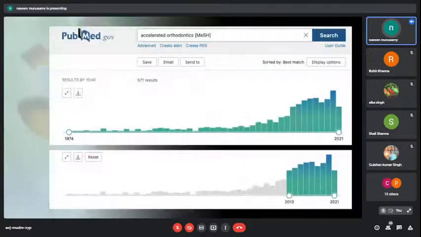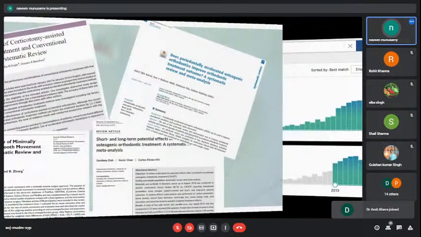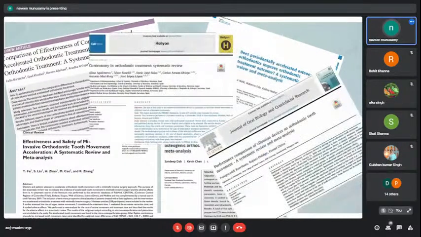If you search the term accelerated orthodontics in PubMed, you will see that till 2013, there were very few publications or little research done on this topic. The number of publications increased suddenly after 2013. After this, the topic became a very hot topic for research. As you can see from the heights of the columns, nowadays every journal will have at least a few publications on accelerated orthodontic movement. There are a lot of articles present on various methods.